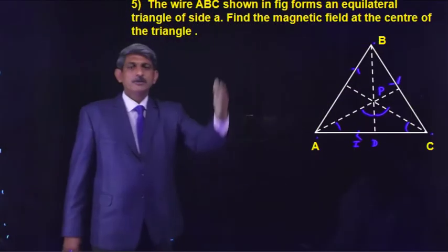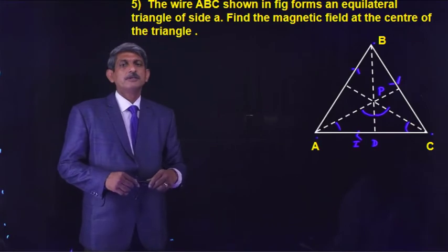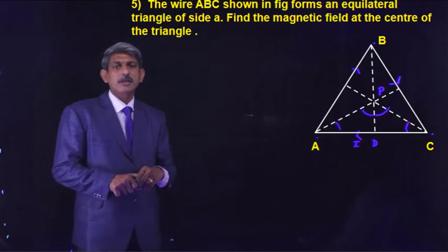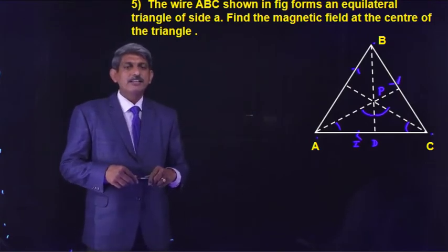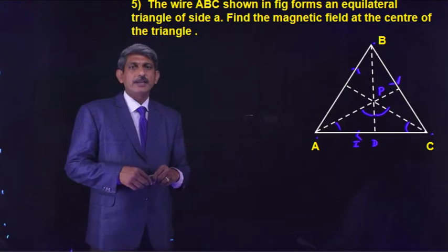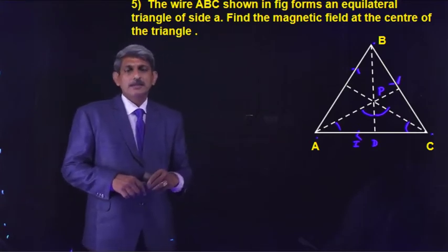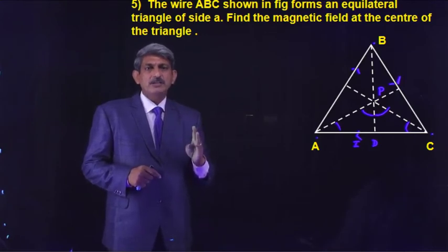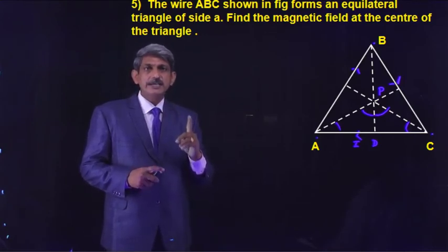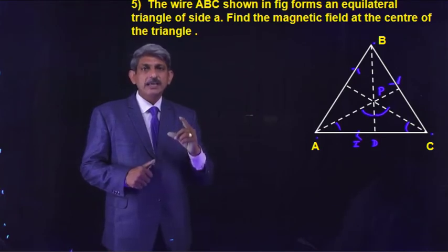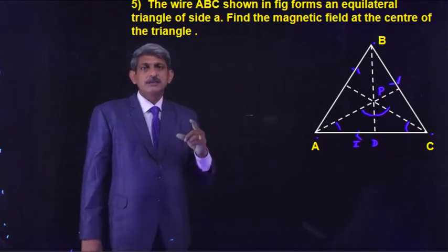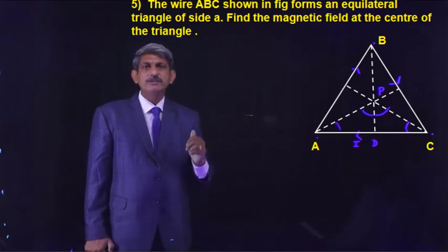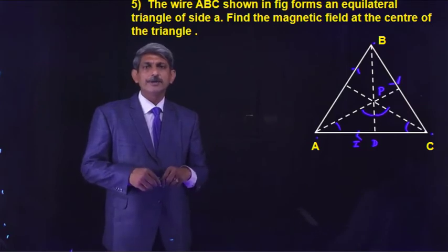Okay, so come to problem number 5. The wire ABC shown in the figure forms an equilateral triangle of side A. Find the magnetic field at the center of the triangle. In the previous problem, the wire is bent into the form of a square. The square has four sides, that's why the entire wire is divided into four regions. We calculate the magnetic induction due to each region. By adding the four values, we get the total magnetic field at the given point.